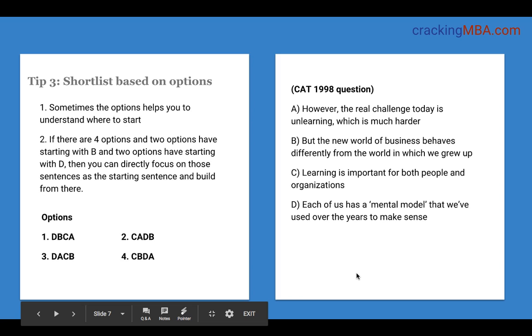Here we just have 4 sentences, but if we have multiple sentences, like 5 sentences, looking at the options can help us finalize the starting sentence much more easily.